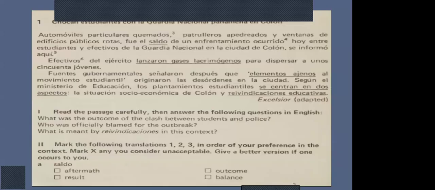Government sources later stated that outside elements unrelated to the, well, instead of a student movement, as you said before, maybe student organization, were responsible for the unrest in the city. According to the Ministry of Education, student demands focus on two main issues: Cologne's socioeconomic situation and educational claims.